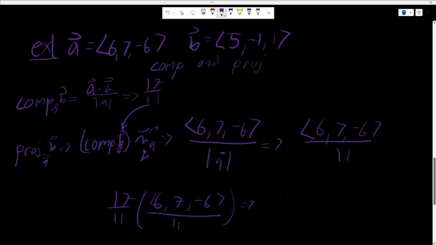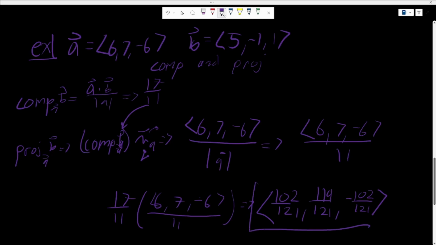And when we multiply everything out, we will be left with 102 over 121, 119 over 121, and then -102 over 121. And that is our vector projection.